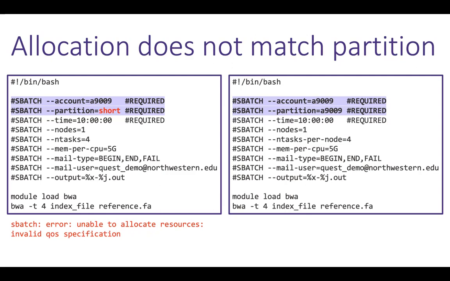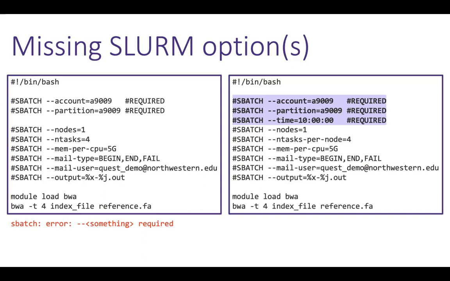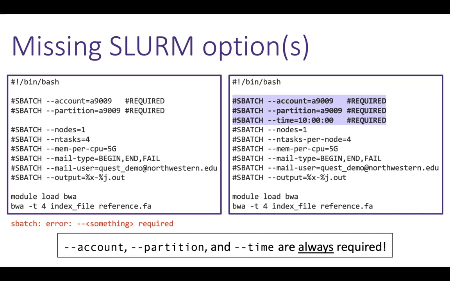You may also encounter this particular error, --something required. Every job submitted to Quest requires the account, partition, and time options. If any of these are omitted in your submission script, your job will immediately fail. Make sure every sbatch or srun job has at least these three options.